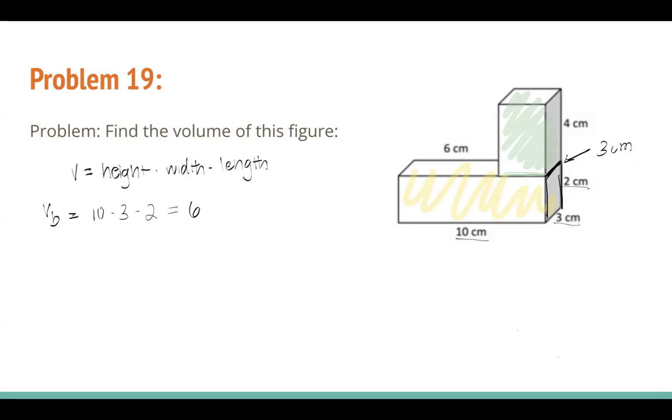Okay, so now we have one dimension left to find because we're given 4 and 3. So how are we going to find this dimension? Does anyone see any useful information that could help us?